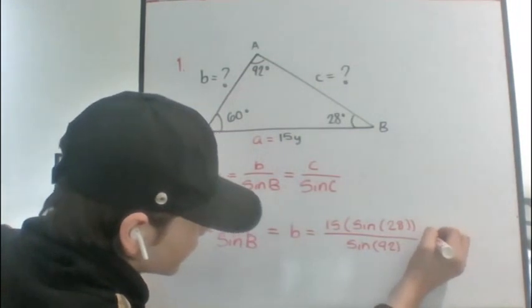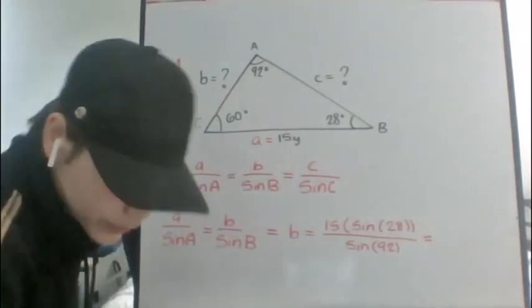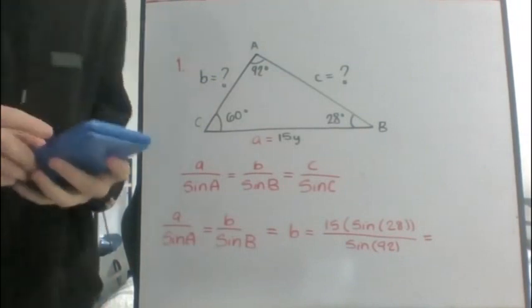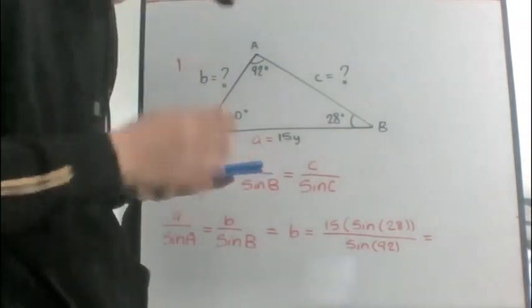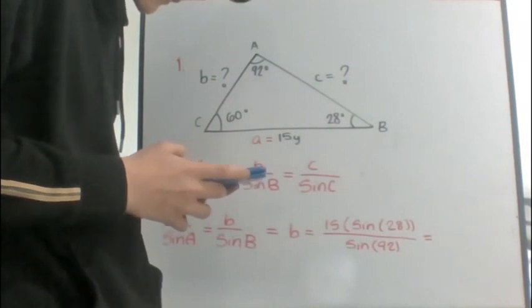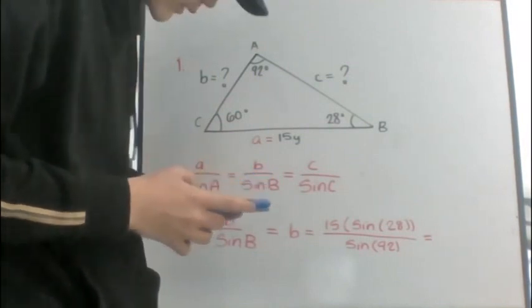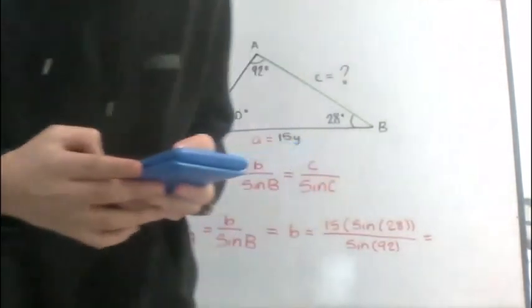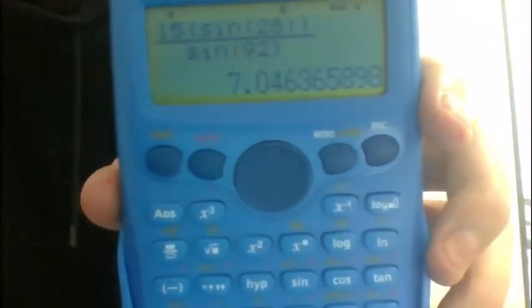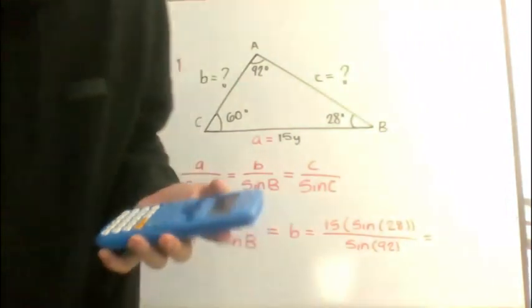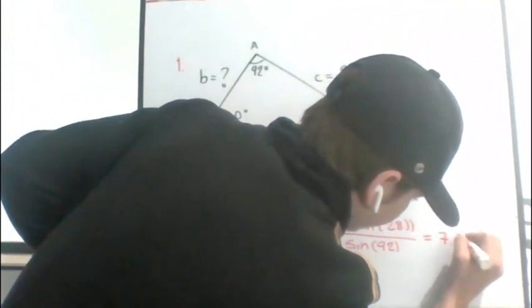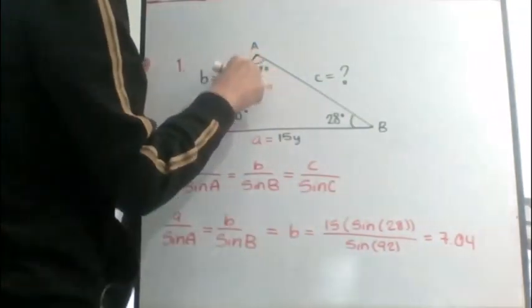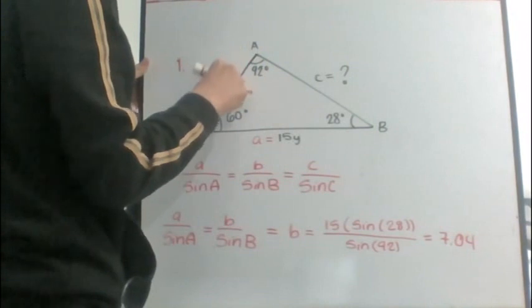Once we have already written the operation, we have to pass it to the calculator. So we put 15 times sin 28 divided by sin 92. As you can see, I already wrote the operation, and it gives us 7.04. So B in this case is going to be 7.04. We already know. Let me change it right here.